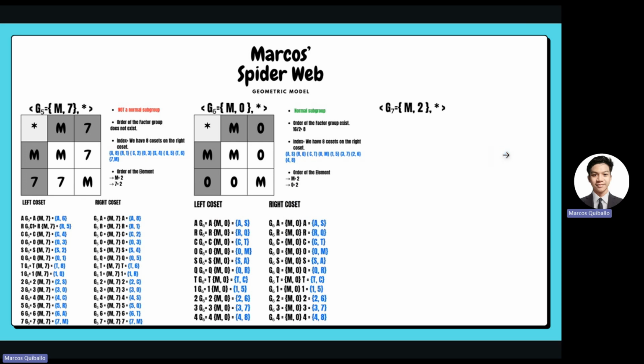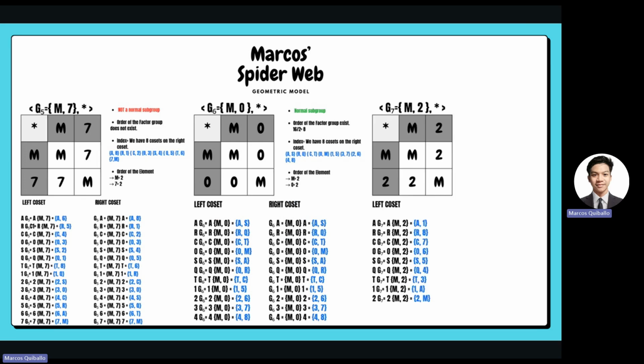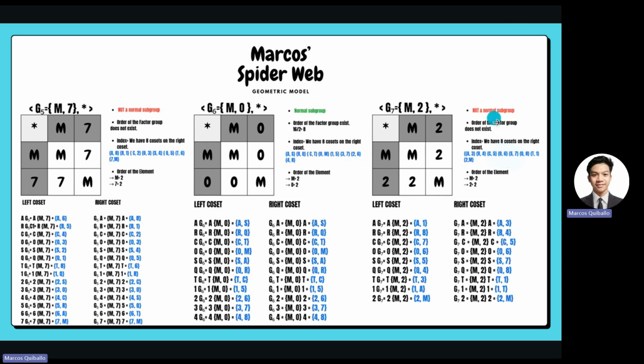For G sub 7, this is our left coset and right coset. It is not a normal subgroup. So therefore, the order of the factor group does not exist. And again, we have 8 cosets in the right coset, and the order of the element for M is 2, and 2 is equal to 2.